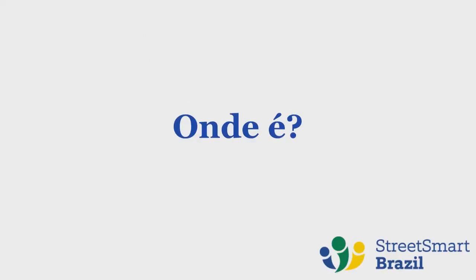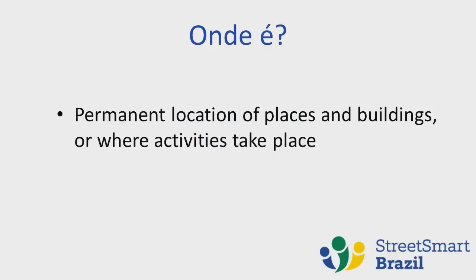And now let's see onde é. We use onde é to ask about the permanent location of places and buildings or where an activity takes place. And I don't mean permanent as forever and ever and ever. A restaurant can change location, right? But it's not something that happens all the time. I can't just move it all the time, or it doesn't move itself. So basically, it's when you use the verb ser instead of estar, you use onde é.